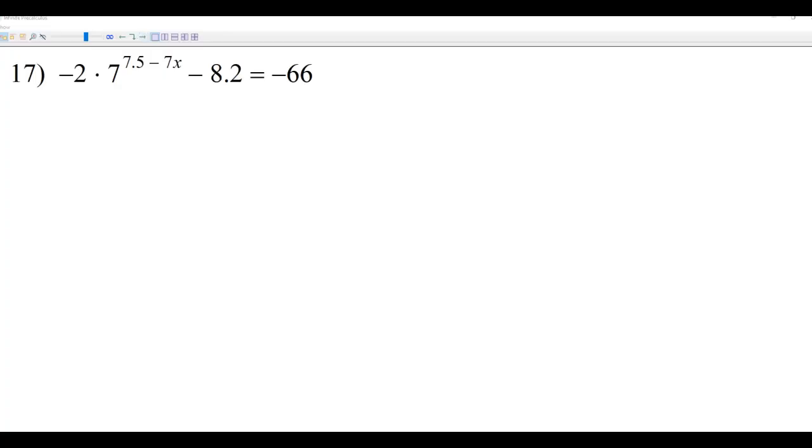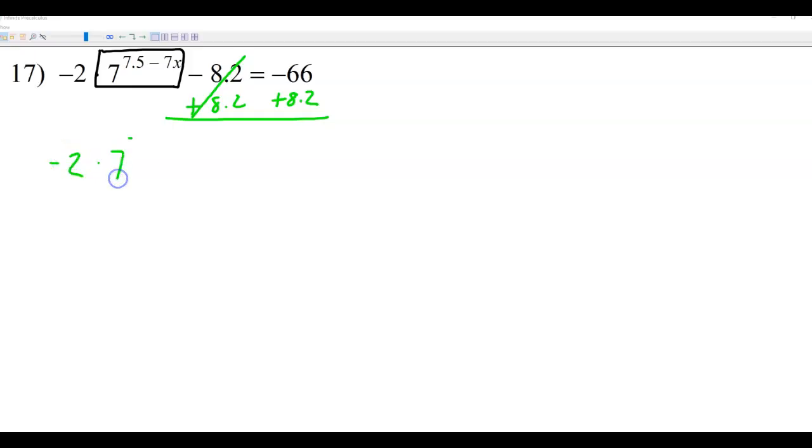So let's find our exponential part. My exponential part is this guy. I've got 7 to a power there. Everything else is what I call an outside number. So I'm going to start by adding 8.2 to both sides. And negative 66 plus 8.2 is negative 57.8.